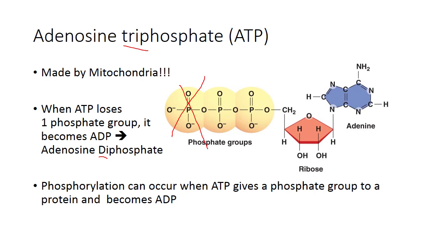So something called phosphorylation happens when ATP gives a phosphate group to a protein and becomes ADP. Phosphorylation can happen other ways. We will talk about that in the future. But for this specific conversation, it is when ATP gives away one of these phosphate groups and becomes ADP.